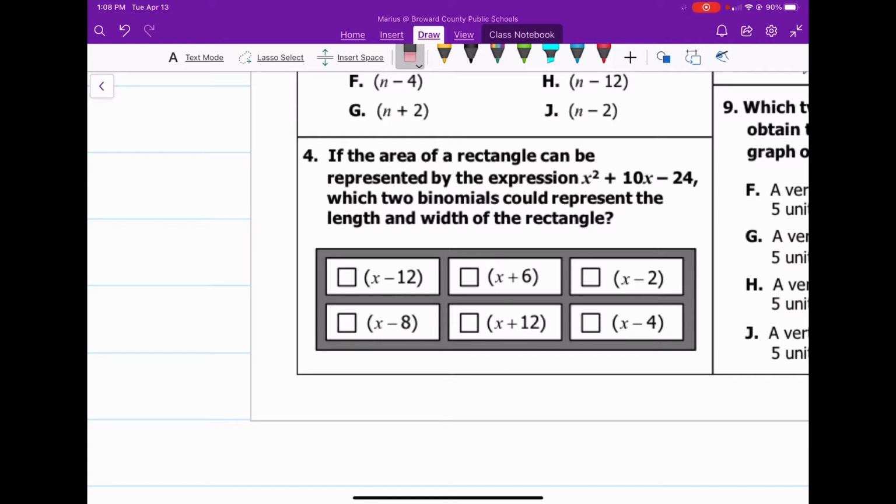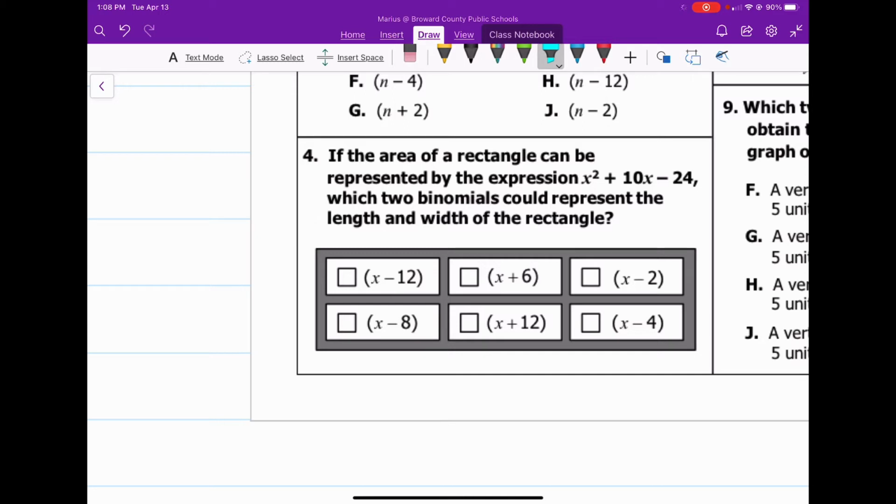Welcome back, and today we're going to review another quadratic question. So let's go ahead and jump in and take a look at number 4. Number 4 reads, if the area of a rectangle can be represented by the expression x squared plus 10x minus 24, which two binomials could represent the length and the width of the rectangle?